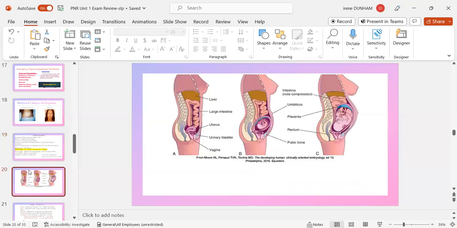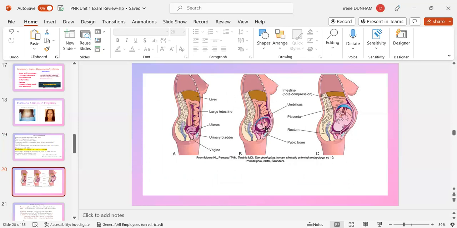All right, so here you go. Here's how we grow. Here we're just starting out. Here's your liver and your large intestines. Then there's our little uterus, and there's our bladder, and there's the vagina. So that's pretty neat. That's what we are.